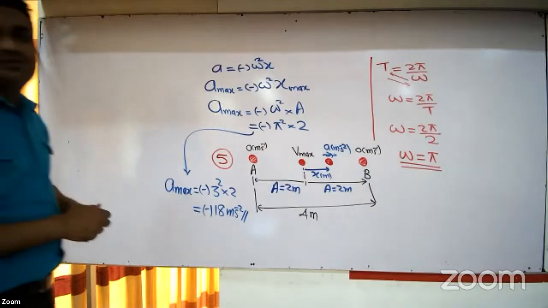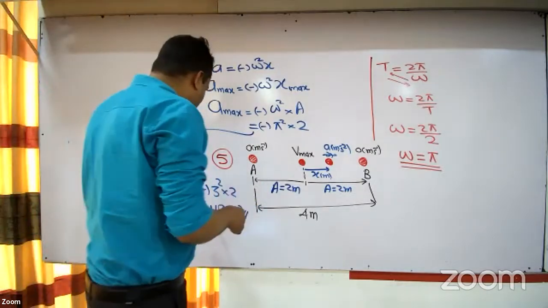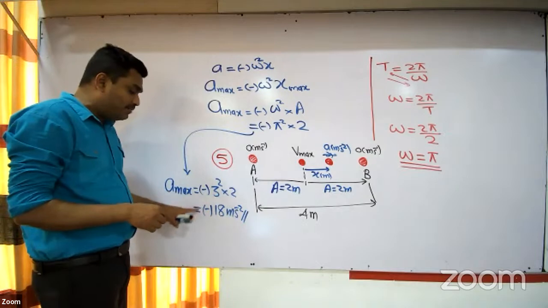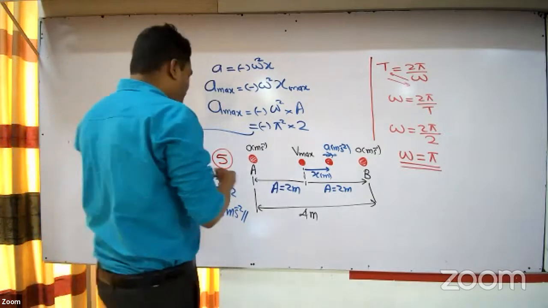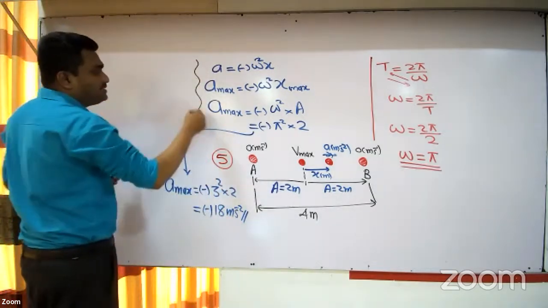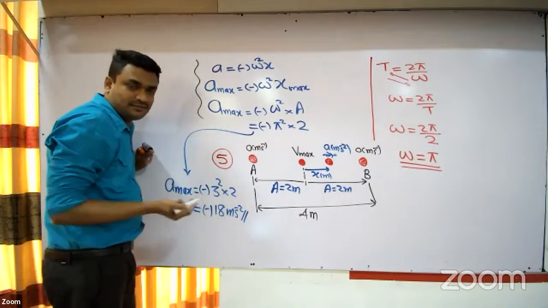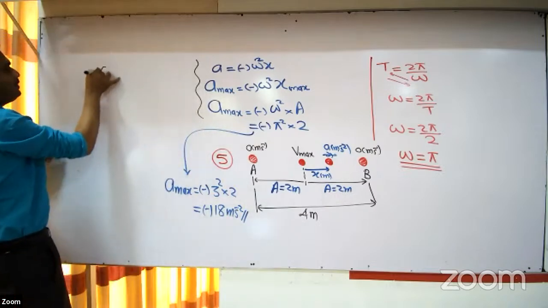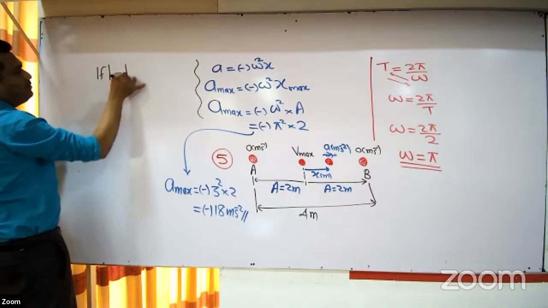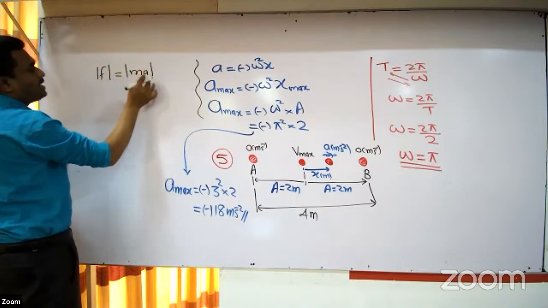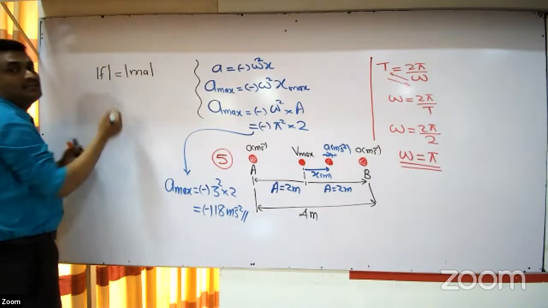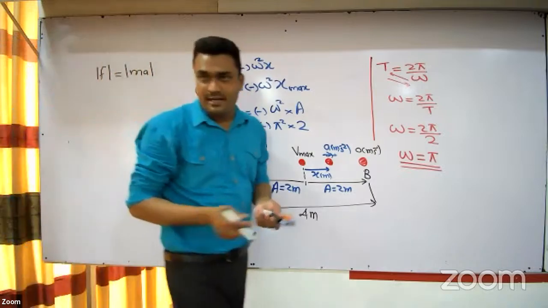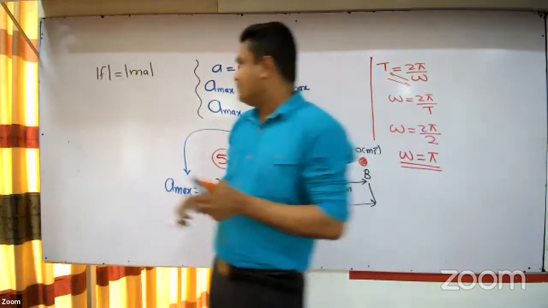So we want to find the force. What is the easiest way to find the force? If I want to avoid the minus sign, I can apply F equals ma by considering only the magnitudes, right? The meaning is we consider only the magnitudes. We don't worry about the sign.